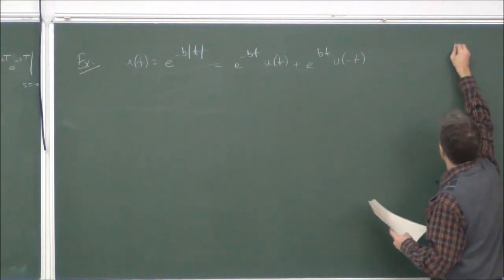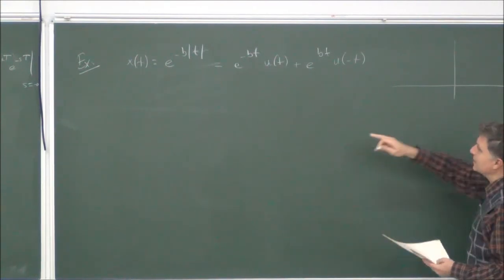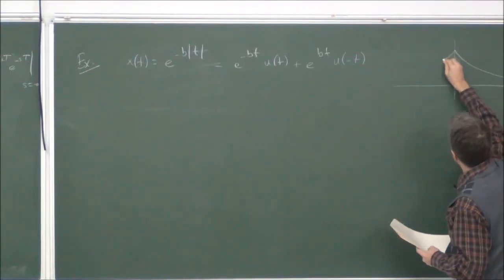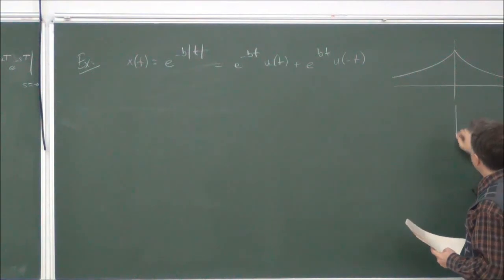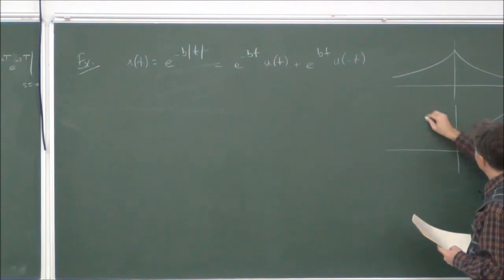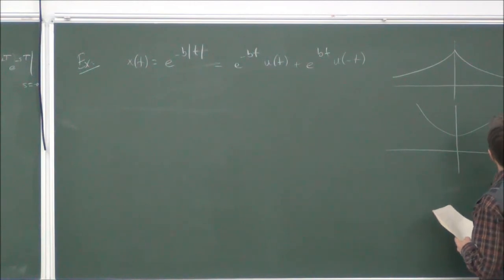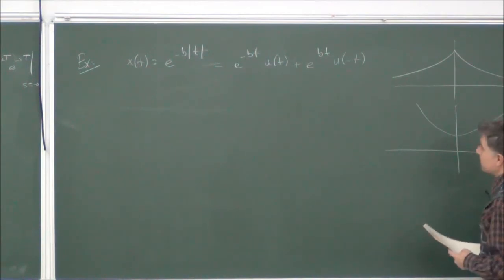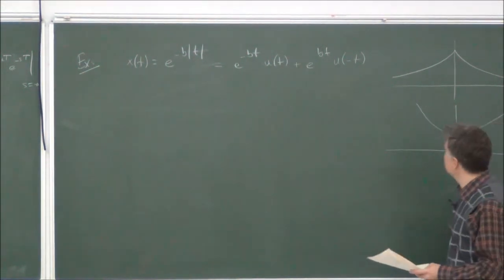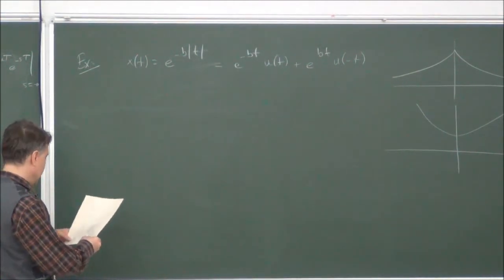Can you see that the shape of this signal depends on the value of b? If b is greater than 0, then it will be a decaying exponential to both sides. However, if b is less than 0, then it will be a growing exponential at both sides. This is the b greater than 0 case, and this one is the b less than 0 case. Obviously, if b is equal to 0, then x of t will be 1, and we have to consider it separately. Now let's think of these two cases for the time being.